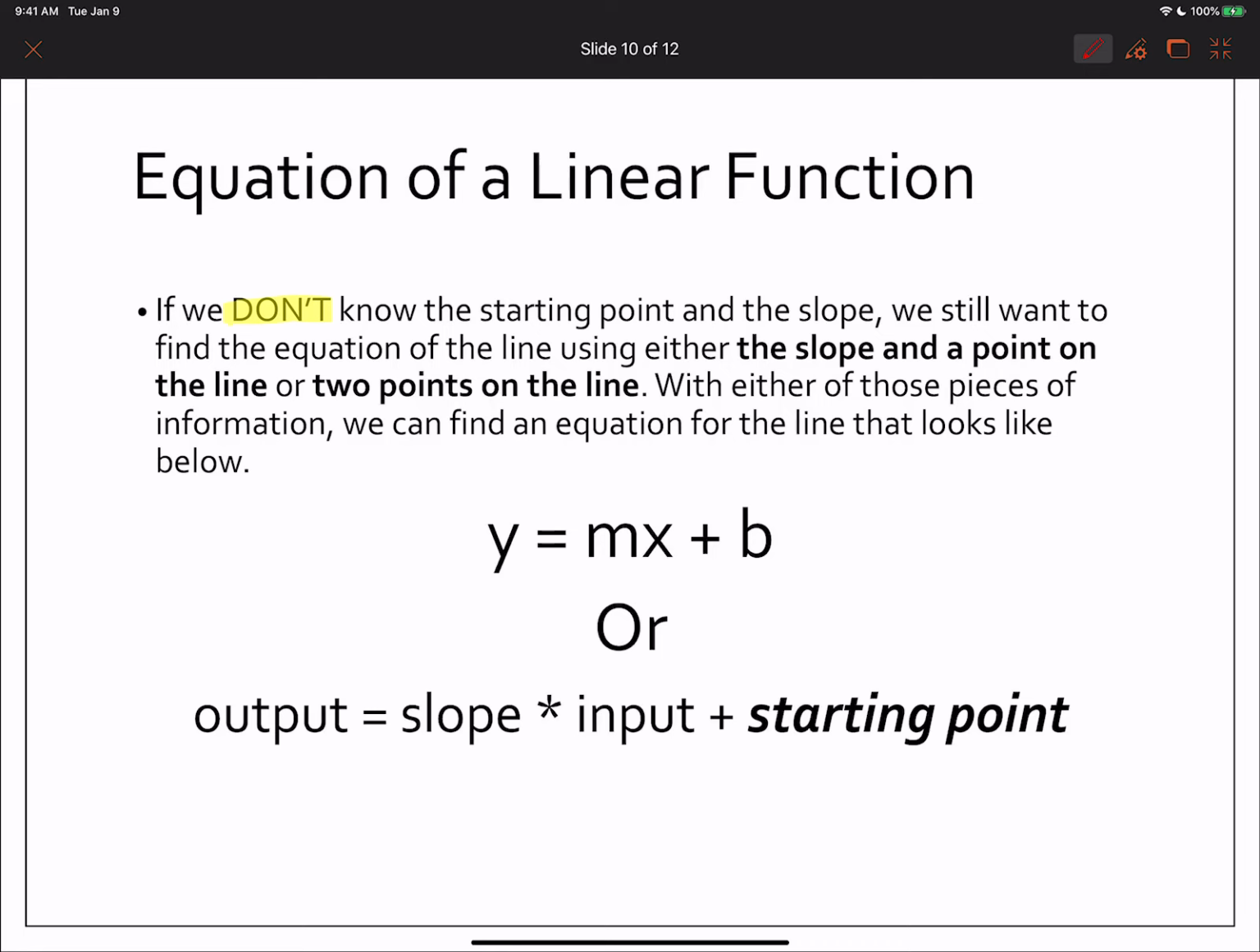So we have two options. When we don't know the starting point and the slope, we have to either know the slope and a point on the line, or we have to know 2 points on the line. Now, both of these methods are not all that complicated. They're actually pretty simple. And the second one is just one extra step beyond what we have to do for the first one. So as long as we have those two pieces of information, we can find the equation of a line, and we can write it in this form, which is, again, the general format for the equation of a linear function, right? And our linear functions always make lines.